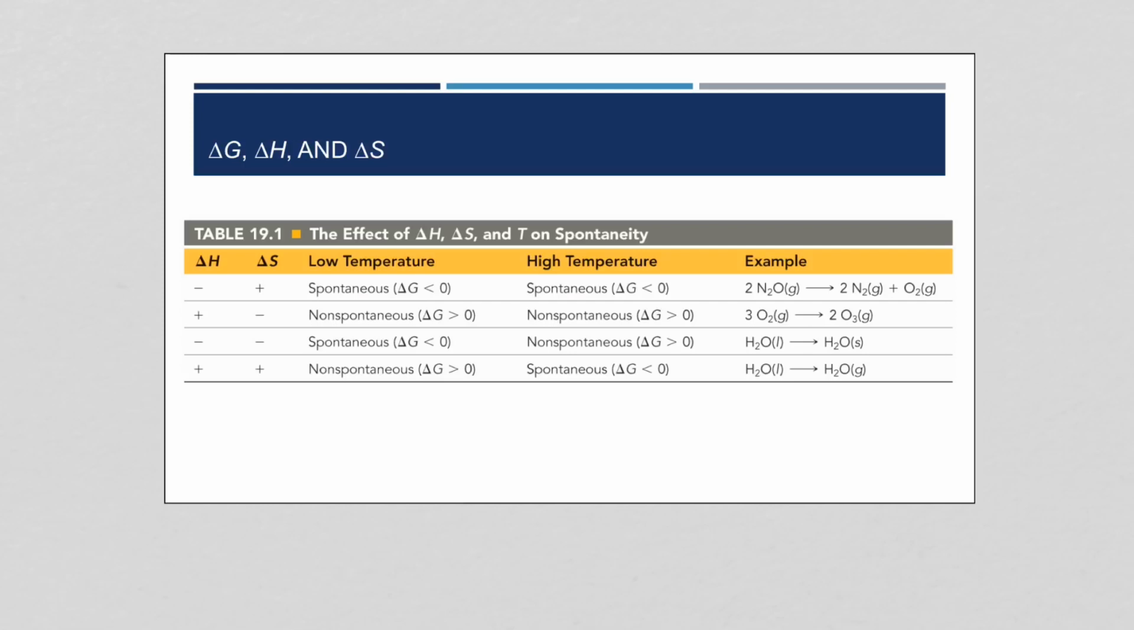And this is all going to go back to using our equation, delta G of the system equals delta H of the system minus T delta S of the system. So if we use this equation as our guide, there are four possibilities if we just consider the sign of delta H and delta S. So if we take the first example here.